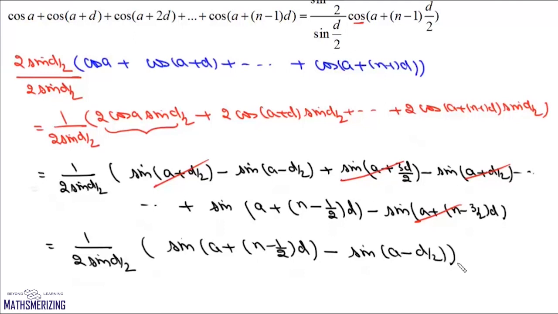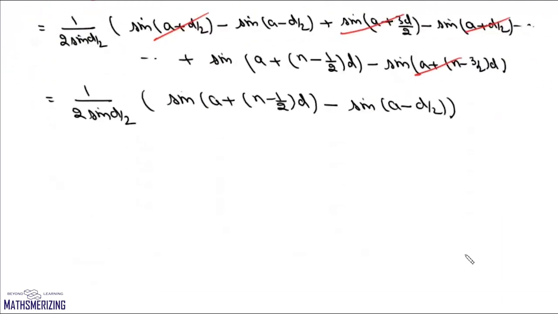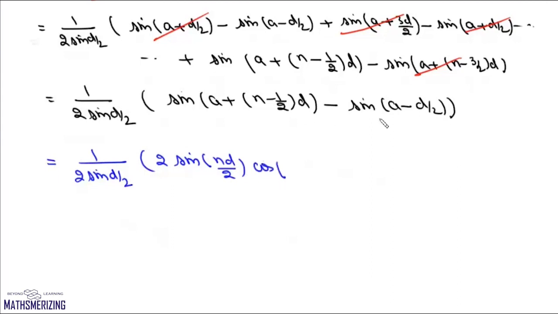Now here we'll use the formula for sin C minus sin D, which is 2 sin((C minus D) by 2) into cos((C plus D) by 2). So we'll use the formula. We'll get this as 1 upon 2 sin(d by 2), and here it will be 2 sin of n times (a minus b), so the d by 2 will cancel. So we'll get this as nd by 2 into cos (C plus D) by 2.